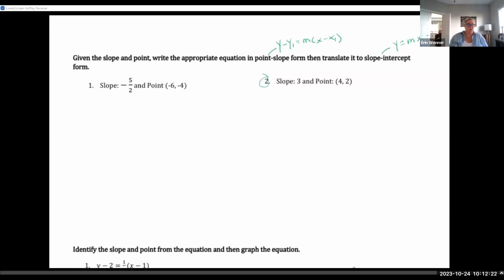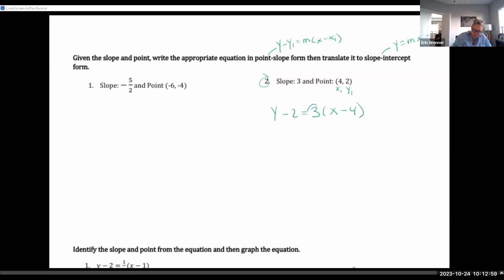So looking at number 2, they're giving us our slope, they're giving us our point. Again, if we label our point, it's going to be x1, y1. Just practicing this, I know it feels silly to do it over and over and over again, but that way you don't forget what are the pieces you need. So we're going to do y minus 2 equals 3 times x minus 4. So right now we have fulfilled the first part, which is write it in point slope form. We're now going to translate it into slope intercept form.